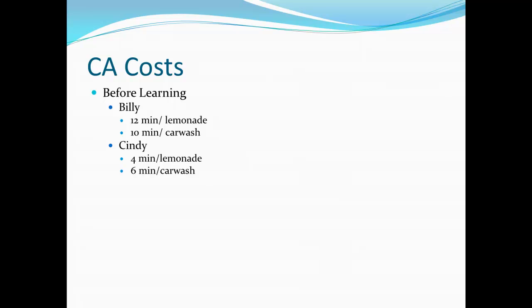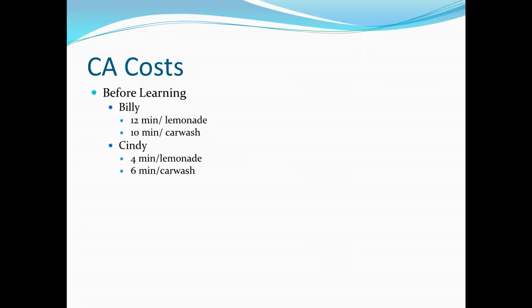Okay. So with comparative advantage, we would have to look at costs in a slightly different way. First, suppose before learning, say Billy is just bad at everything. It takes him 12 minutes to make a lemonade, 10 minutes to wash a car. Well, Cindy's reasonably good at everything. 4 minutes for a lemonade, 6 minutes for a car wash. Now here, when we think about comparative advantage, remember we need to think about opportunity costs, not time costs. So the question then, when we look at, say, the cost of lemonade, is not how long does it take you to make the lemonade, but it's what else could you do at that time.